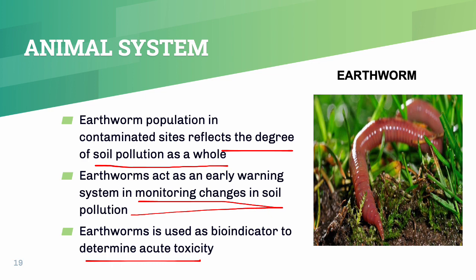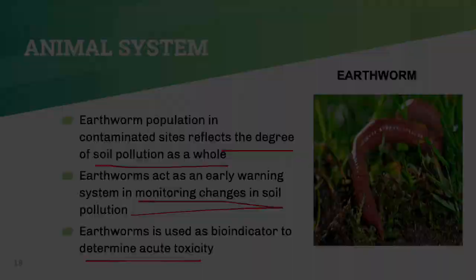Earthworm population in contaminated sites reflect a degree of soil pollution as a whole. So earthworms act as an early warning system in monitoring changes in soil pollution, and earthworm is used as bioindicator to determine the presence or to determine acute toxicity of that particular environment.